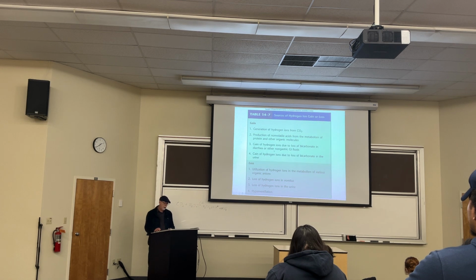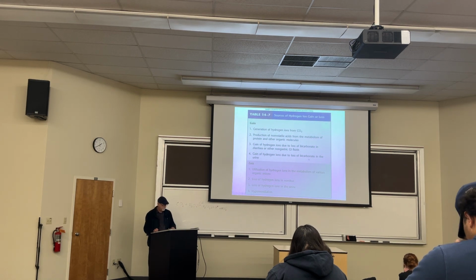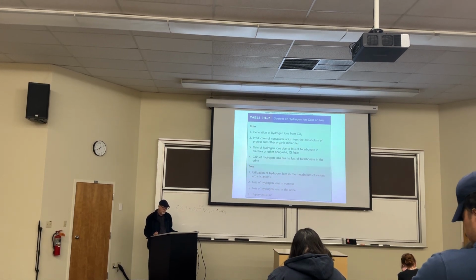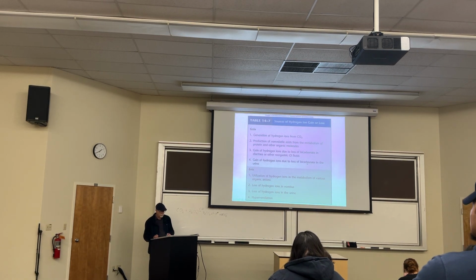We can gain hydrogen ions if we lose bicarbonate in diarrhea, from mostly small intestine, non-gastric fluids, or we can gain hydrogen ions due to loss of bicarbonate in the urine. This is one of the main ways we regulate it. If we have too many hydrogen ions, we can excrete more bicarbonate ion in the urine.